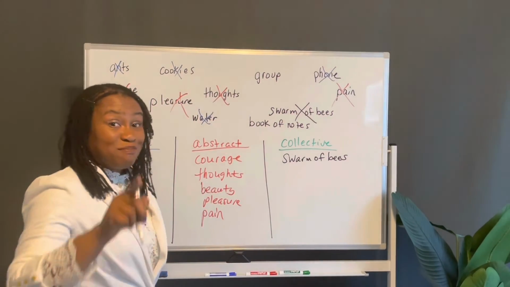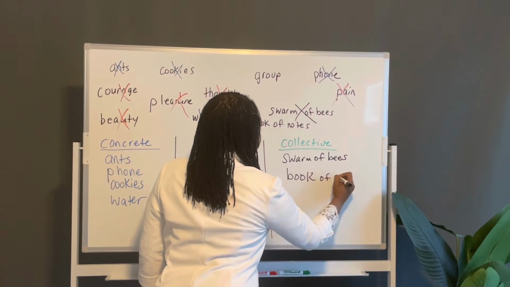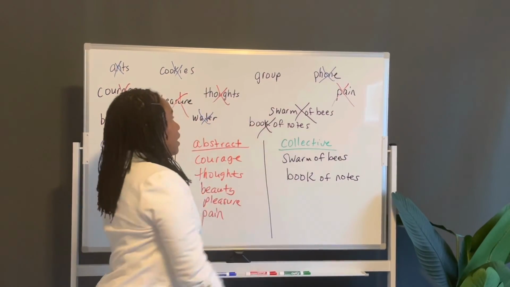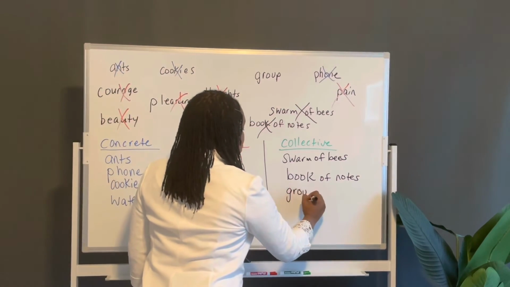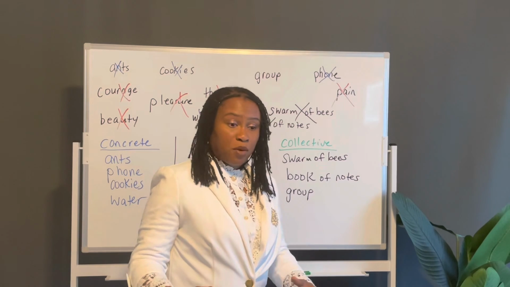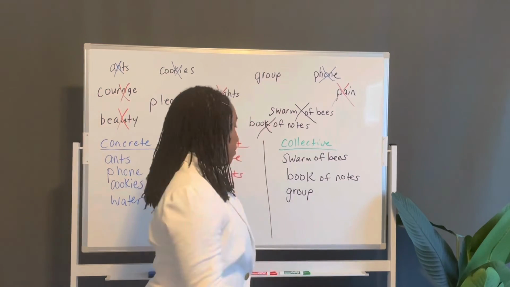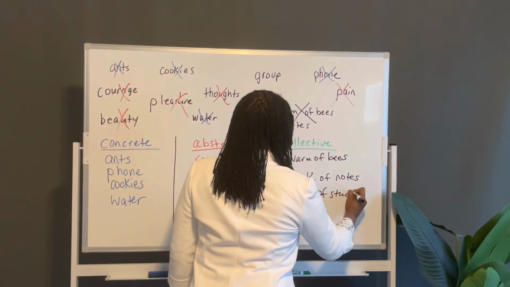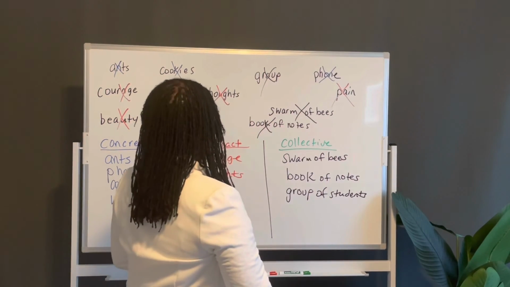What else? Book of notes. Very good. Let's cross that one out. And our last one is group. Now that can be a group of students, right? A group of chairs, a group of cups. It can be anything, but let's go with students since that's what we were working with. A group of students. Okay.